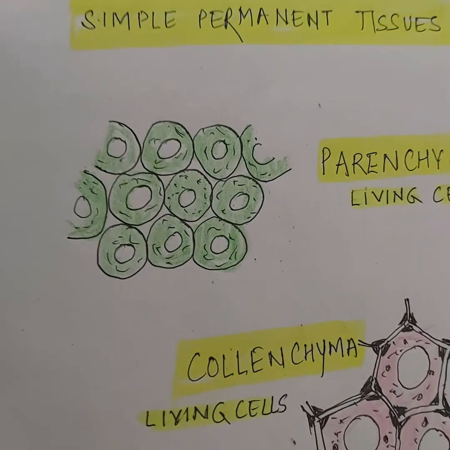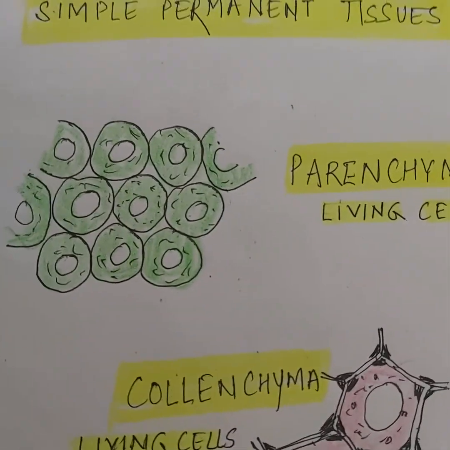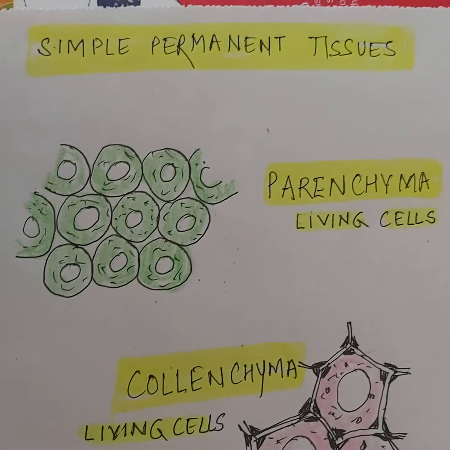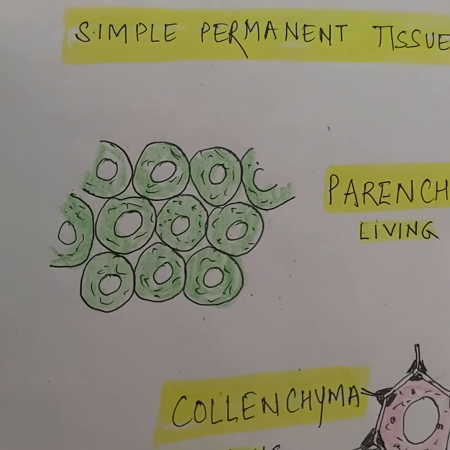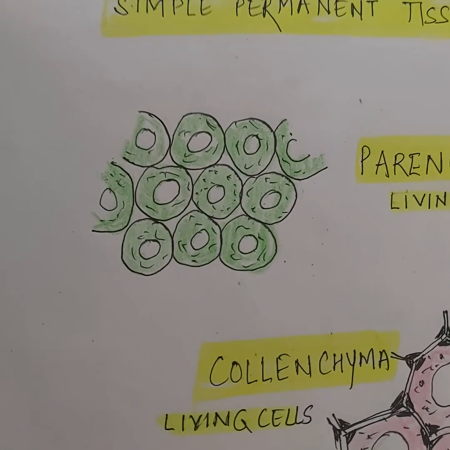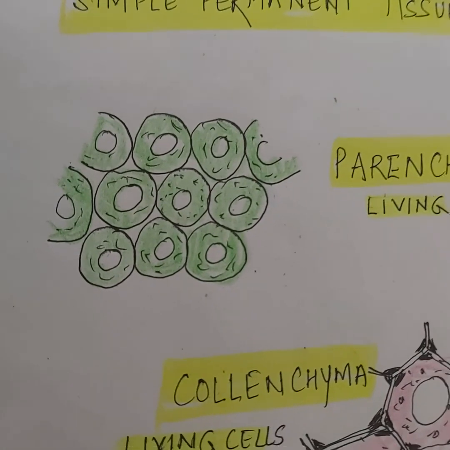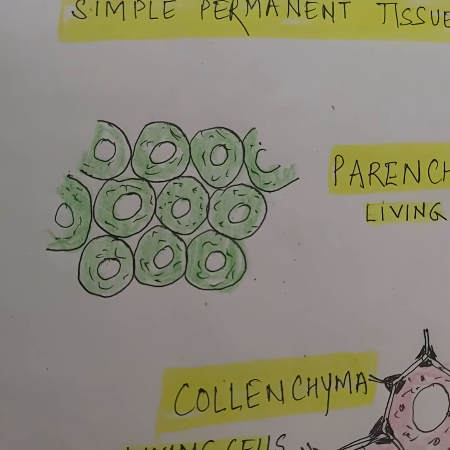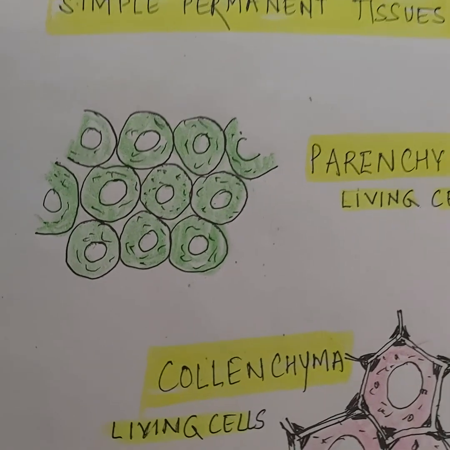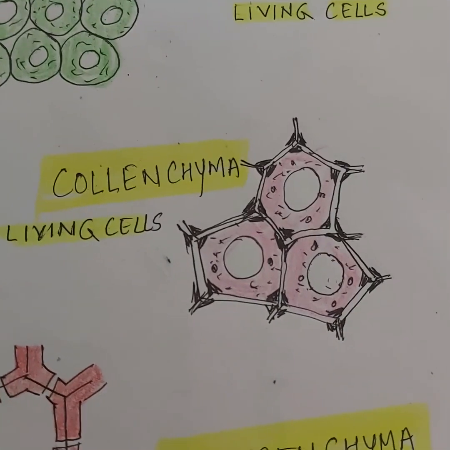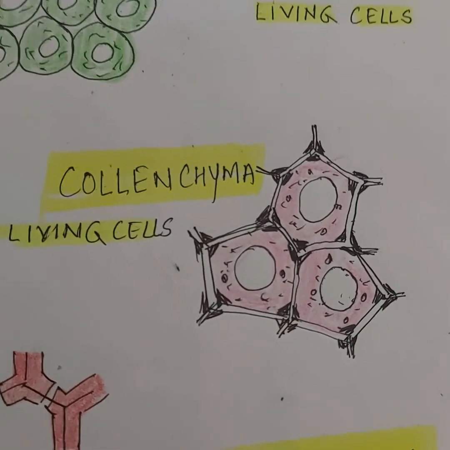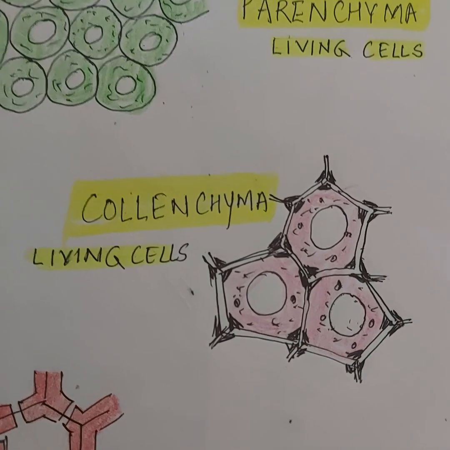So these are the characteristics, features of parenchyma. Main function of parenchyma is food storage. Types of parenchyma are Sclerenchyma and Parenchyma. You can see cell walls are thin, made up of cellulose, and they have very prominent vacuoles. Now coming to the second type of simple permanent tissue, that is Sclerenchyma.